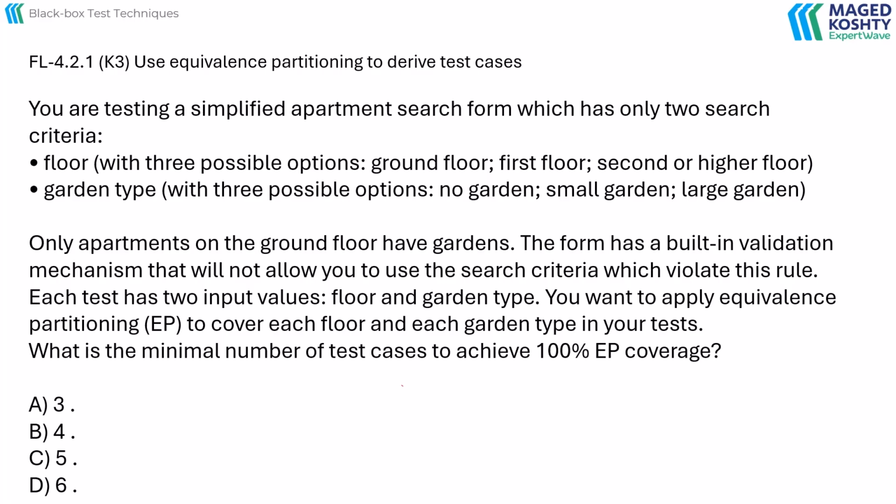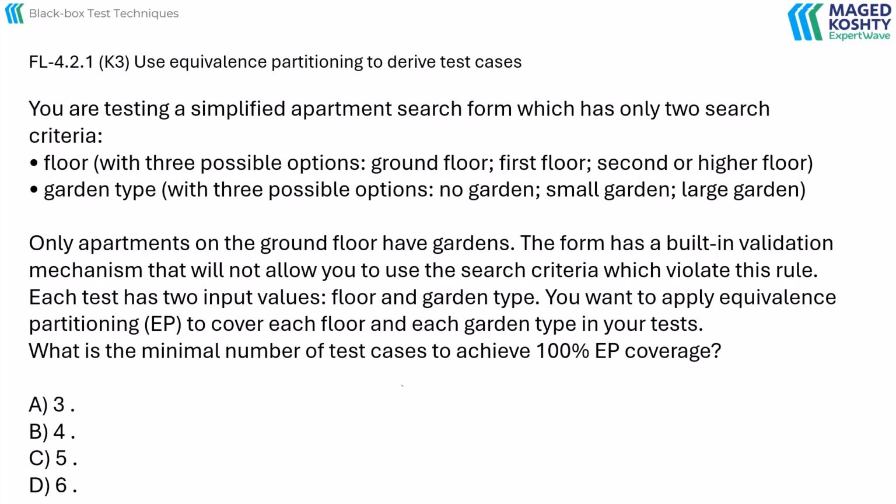You are testing a simplified apartment search form, which has only two search criteria. Floor, with three possible options: ground floor, first floor, second or higher floor. Garden type, with three possible options: no garden, small garden, large garden. Only apartments on the ground floor have gardens. The form has a built-in validation mechanism that will not allow you to use search criteria which violate this rule. Each test has two input values, floor and garden type.